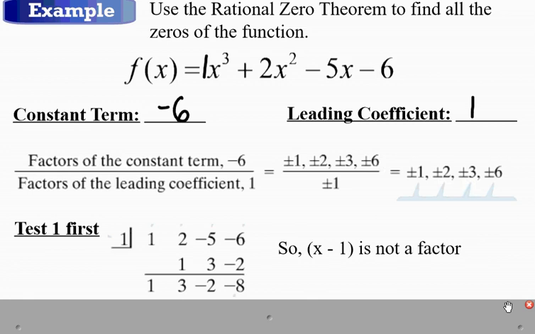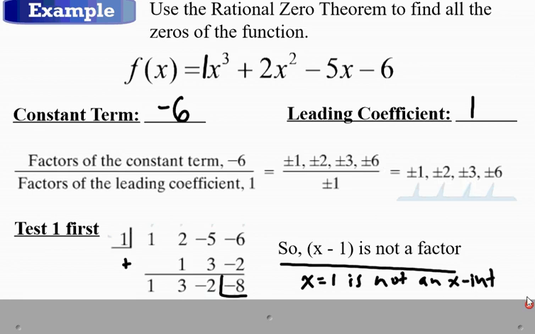So put 1 in there, do synthetic division, bring down the 1. Then 1 times 1 is 1, and I'm adding. 2 plus 1 is 3. Then I multiply the 1 times the 3 and get 3. Then -5 plus 3 is -2. -2 times the 1 is -2, and then if I add -6 and -2, I get a remainder of -8. Since the remainder is not 0, it means x minus 1 is not a factor. So x equals 1 is not an x-intercept.